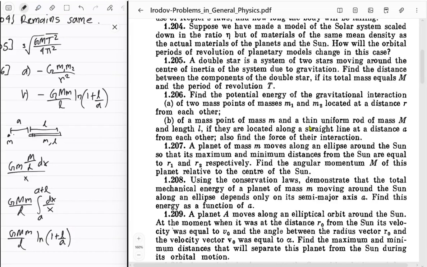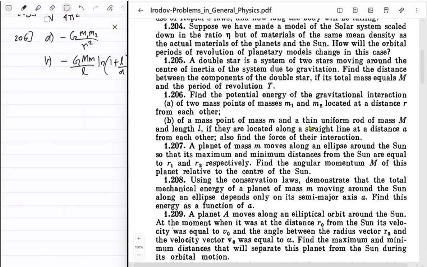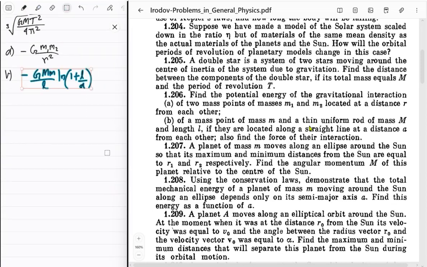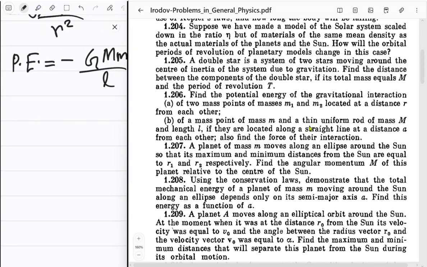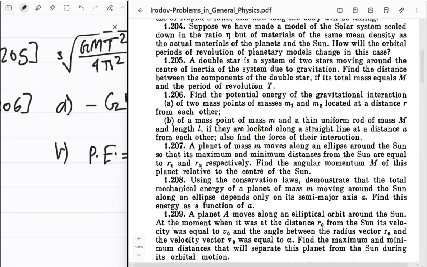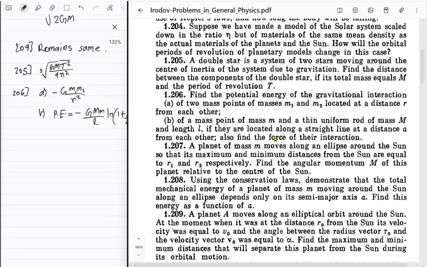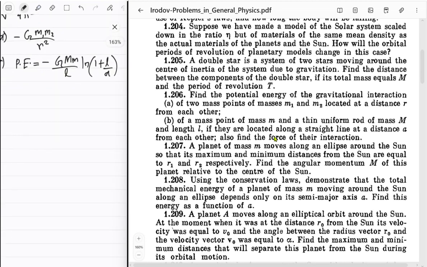Okay, and then what do they want? This is the potential energy. There's also a second part, it was like 206, right? Also find the forces of their interaction. So right, just take the derivative of the thing with respect to A, because as you increase A, your energy, you get the thing. So negative partial U partial A.